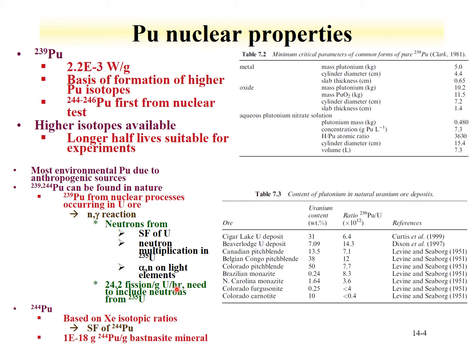There have also been some papers written about plutonium-244 in nature, based upon spontaneous fission of plutonium-244 and the xenon isotopes that would result from that. The reason for this even being a possibility is the relatively long half-life of plutonium-244. These isotopic ratios have been examined in bastnasite minerals. These are the same mineral phases that are used in lanthanide mining.